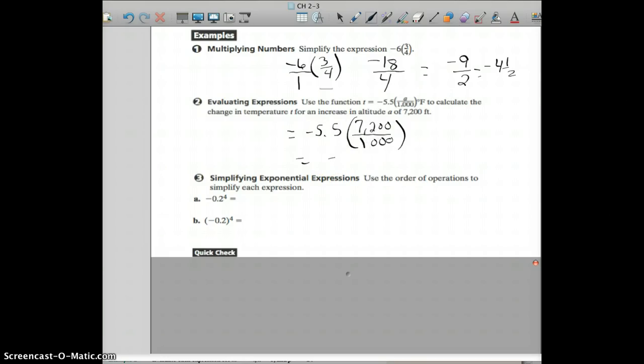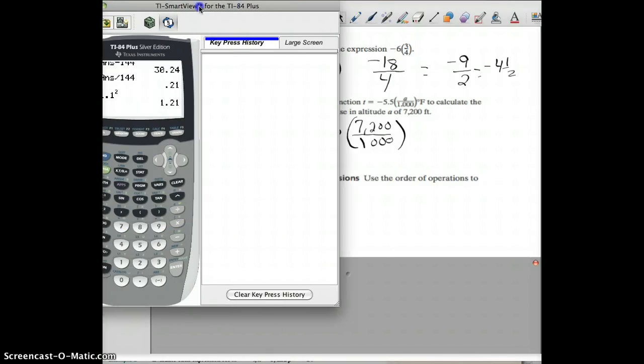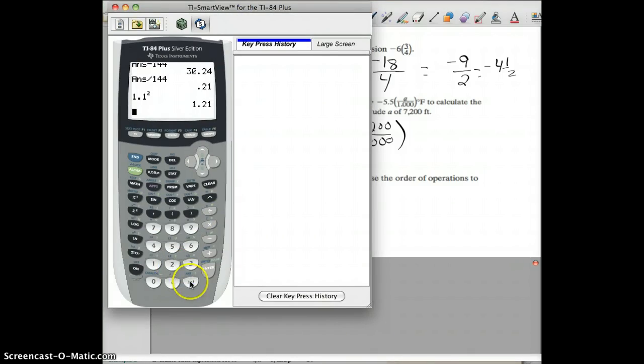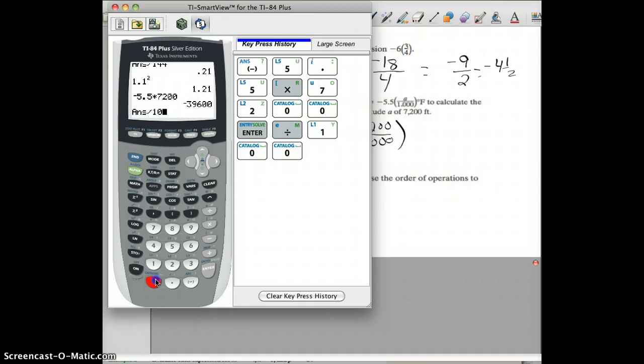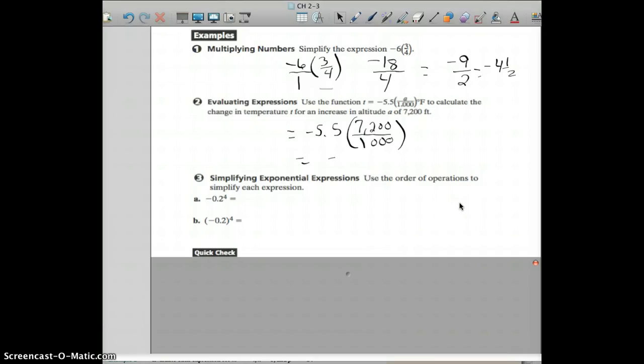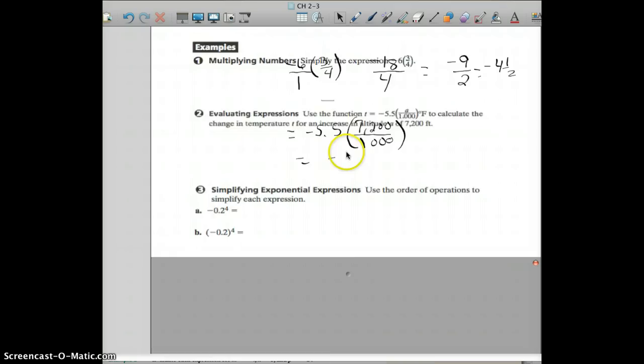And so I'm going to grab my handy dandy calculator over here. And we multiply negative, notice where my negative sign is here, 5.5, and we're going to multiply that by 7,200. And then we're going to divide that by 1,000, which is in the denominator. And we're left with negative 39.6.